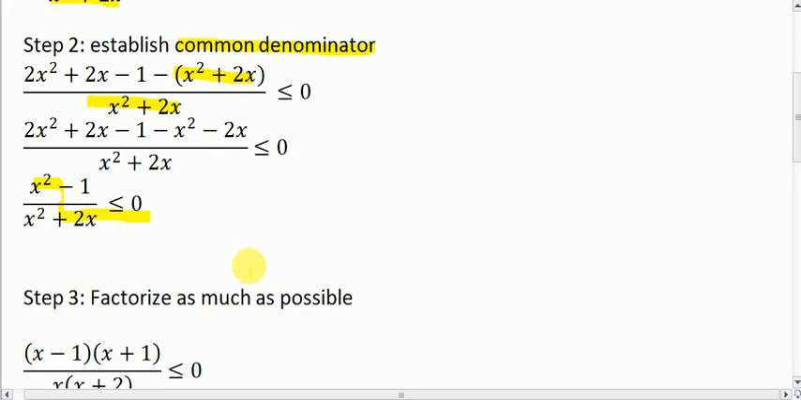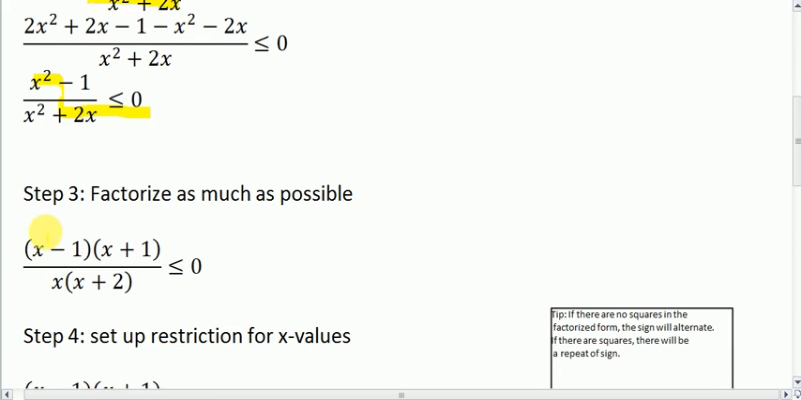So now we'll go on to step 3. Step 3, factorize as much as possible. This is actually very important and it allows you to use your test point method efficiently. In the numerator, x squared minus 1 factorizes to (x minus 1)(x plus 1). In the denominator, x squared plus 2x factorizes into x and (x plus 2). This whole thing is less than or equal to 0.